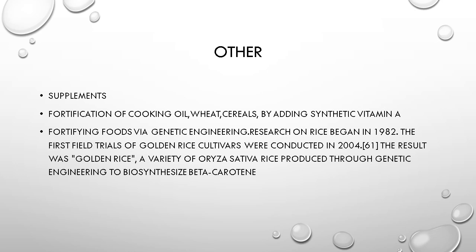The last point describes research-based fortification. It says that fortifying food via genetic engineering is also being made possible. Research on rice began in 1982. The first field trials of golden rice cultivars were conducted in 2004. So the result was golden rice. They named this special rice golden rice.